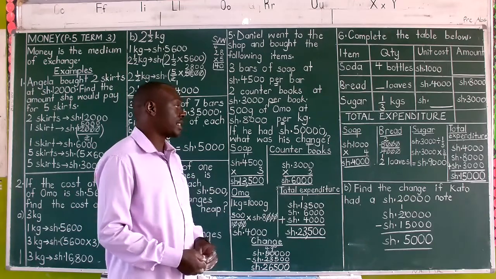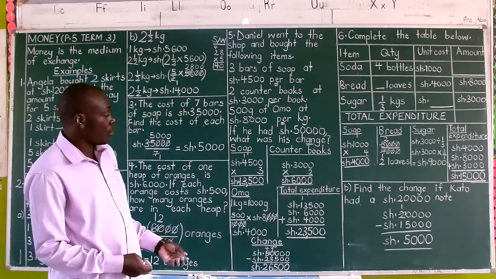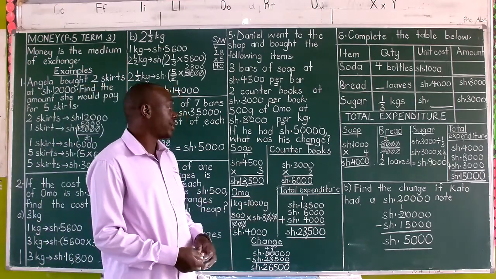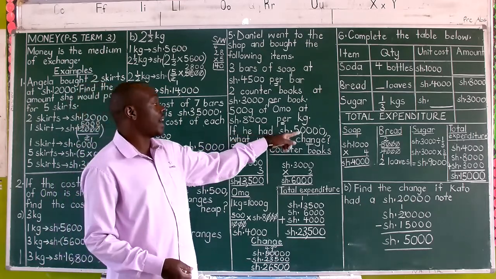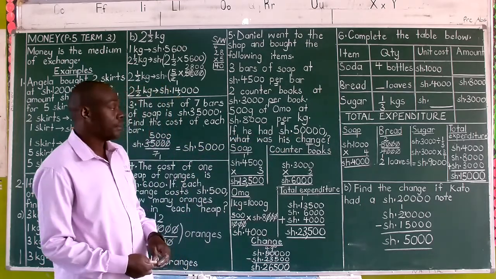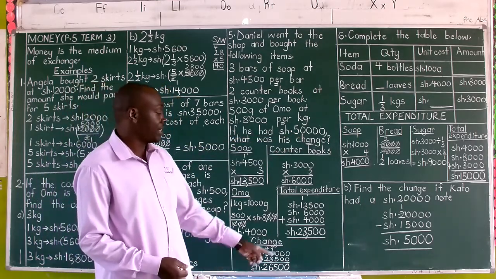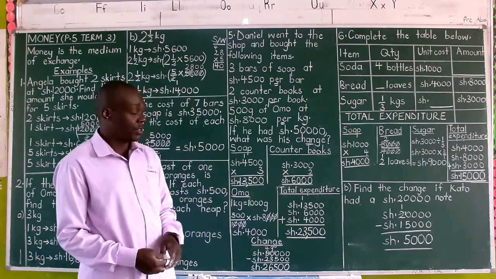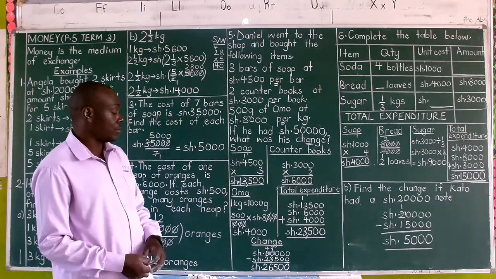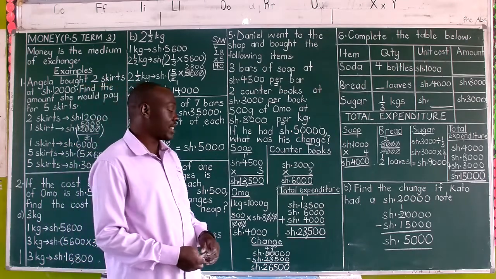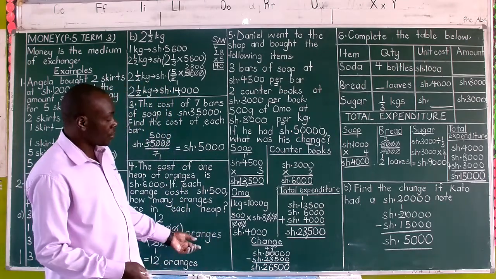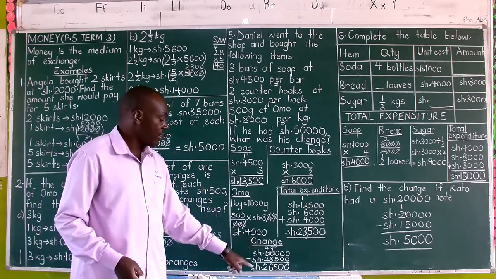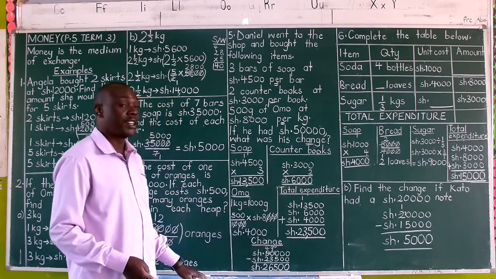But remember, this is not your change. The examiner asks for the change. So find the change through subtraction. Remember, this Daniel had a 50,000 shilling note before spending. Now he has spent 23,500 shillings off that amount. Now, how much does he have to take home? So you say change, that's 50,000 shillings minus 23,500 shillings.